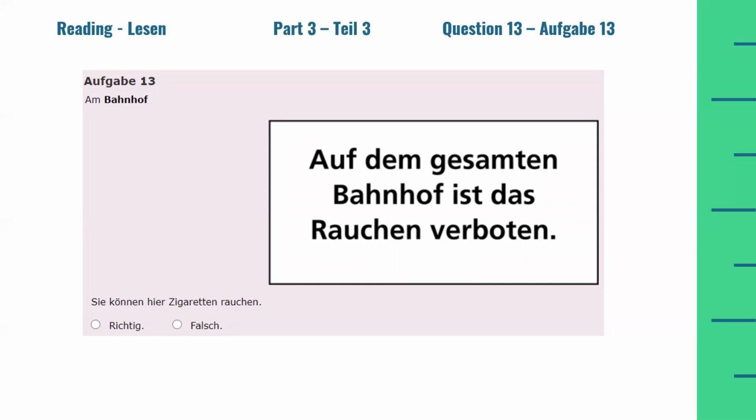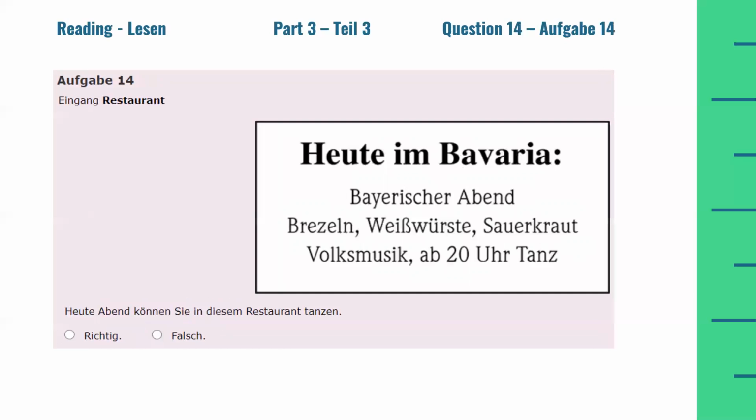Now let's move to the question number 13 of part 3. Aufgabe 13 am Bahnhof. Sie können hier Zigaretten rauchen. You can smoke cigarette here. You have to tell whether this statement is correct or incorrect after reading the text in the box. Auf dem gesamten Bahnhof ist das Rauchen verboten, which means on the whole railway station, smoking is prohibited. So this statement is wrong. You cannot smoke cigarette at the railway station.